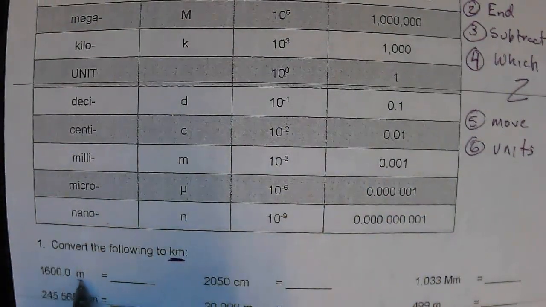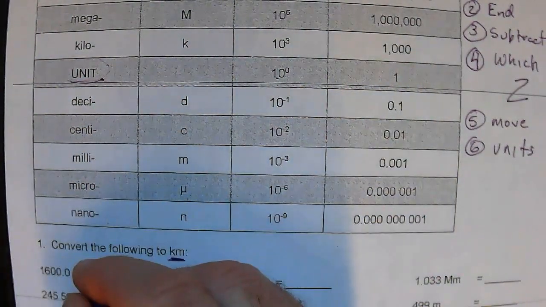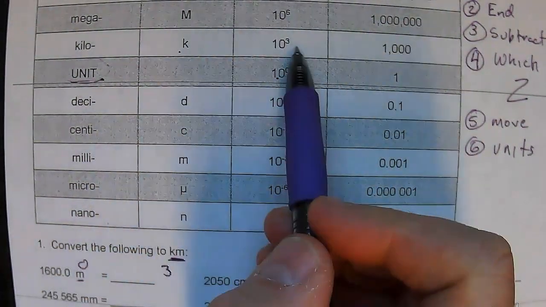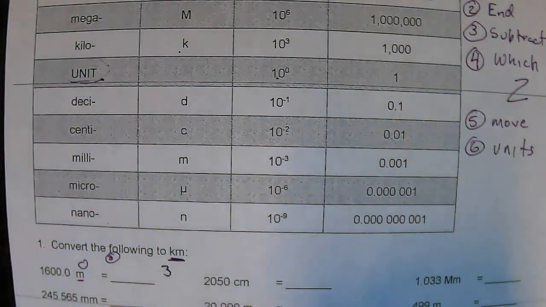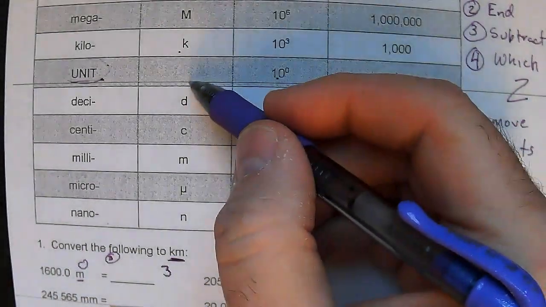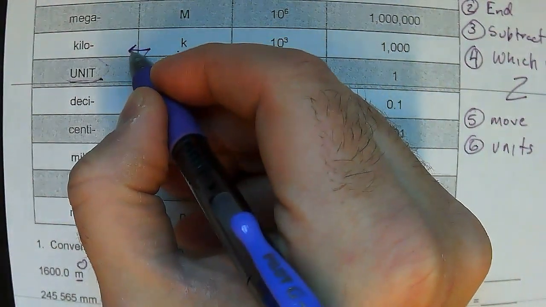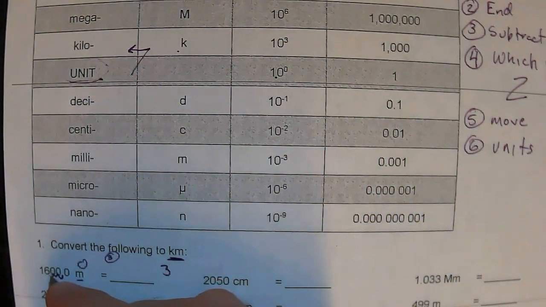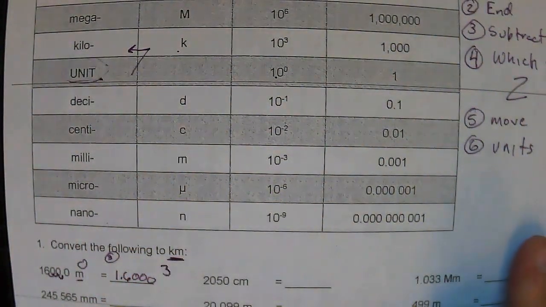This says convert the following to kilometers. The first one is 1,600 meters to kilometers. So meters is the unit here, 10 to the 0, so that's going to be 0. I'll write it above here. And we're going to go to 3. Kilo is 10 to the 3. So we find the difference, I'll circle it here, 3. And then which way are we going? We're going up the Zork, so that means we move the decimal this way. Notice the decimal is already in here, so we're going to go 1, 2, 3. So this is going to be 1.6, and you can just write all those zeros in there if you wish.